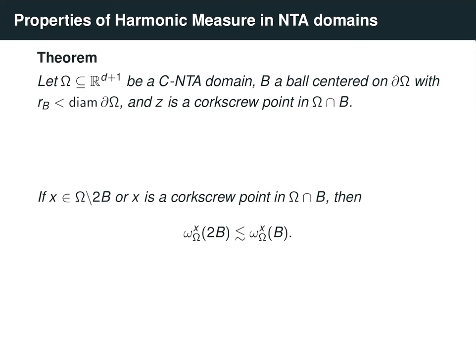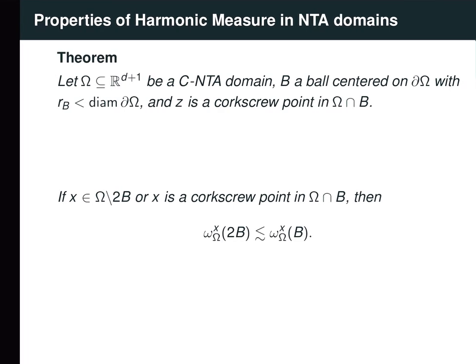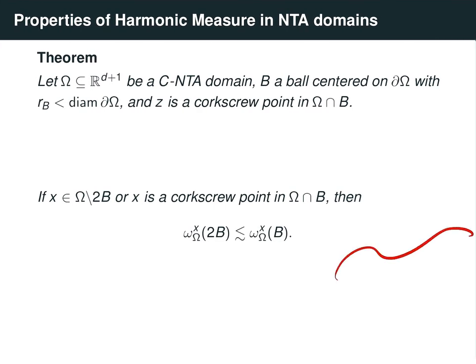We also have that harmonic measure is a doubling measure in the following sense. Again, if we have a ball B centered on the boundary and we consider points x far away from this ball, just contained outside the double of this ball, then the harmonic measure of the double of this ball B is at most a constant times the harmonic measure of B.